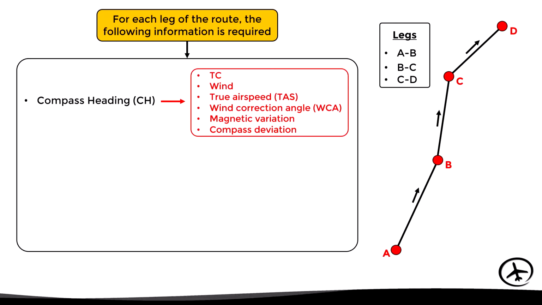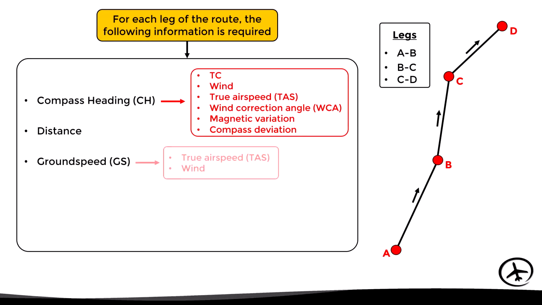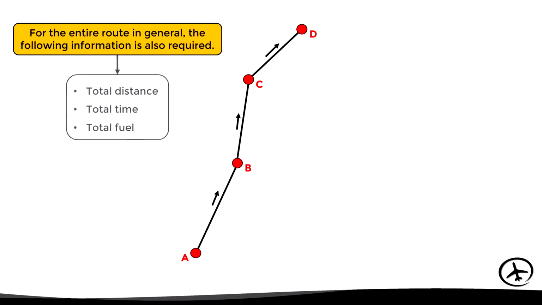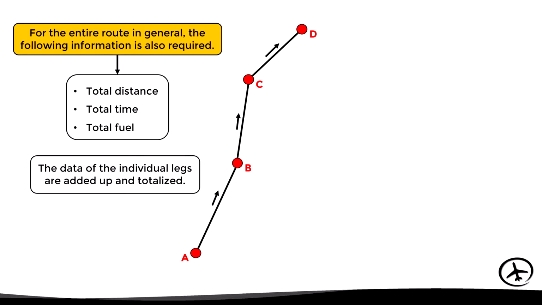In addition to this, we need to know the distance of that leg, and the ground speed, which is determined by means of the true airspeed and the wind direction and speed. Then, with this information, the estimated elapsed time for the leg is calculated, as well as the fuel consumption. Now, after doing this with each individual leg, for the entire route in general, the following information is also required: total distance, total time, and total fuel consumption. To obtain these values, we simply add up the individual values for each leg, thus obtaining the totals.